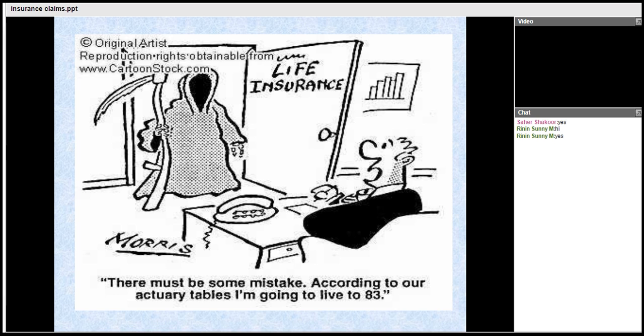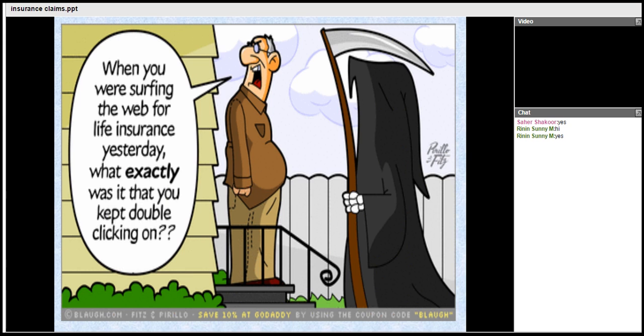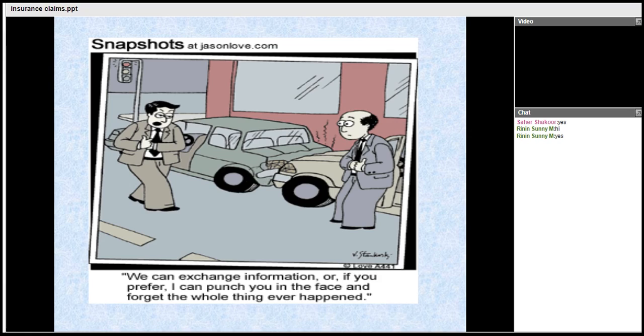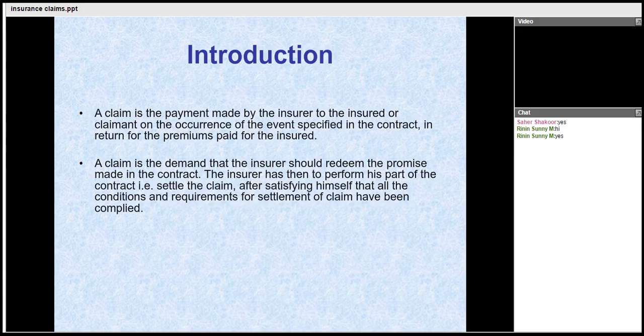So the topic which we are going to do today is life insurance. Now, when you were surfing the web for life insurance yesterday, what exactly was it that you kept double clicking on? So why do we need an insurance? That is the question, right?